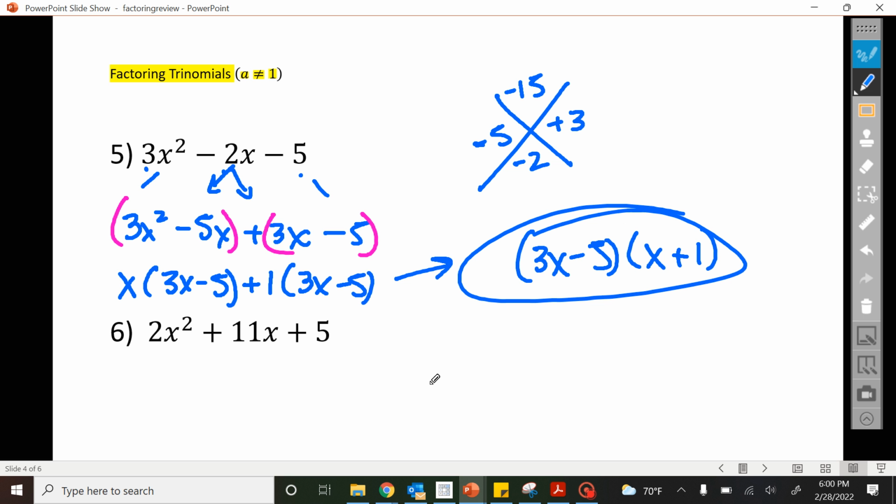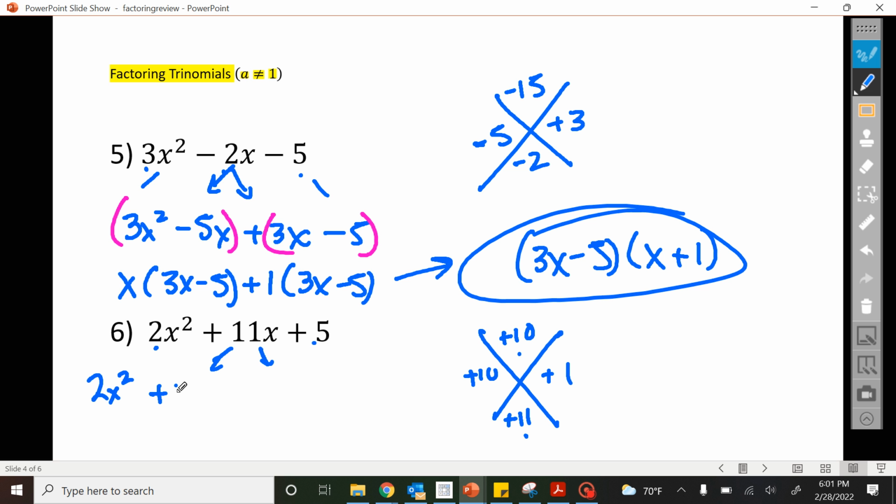Same thing with number 6. I still have to go through number 6 the long way. 2 times 5, that's positive 10, and then positive 11 in the bottom. So numbers that multiply to 10 and add to 11 are positive 10 and positive 1. So I'm going to use those two numbers to split this middle term into 10x and 1x.